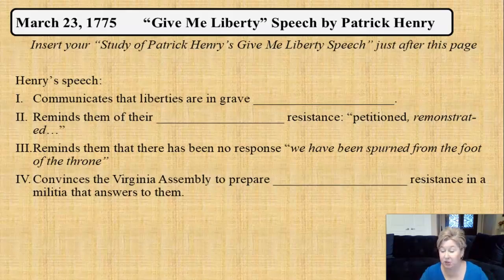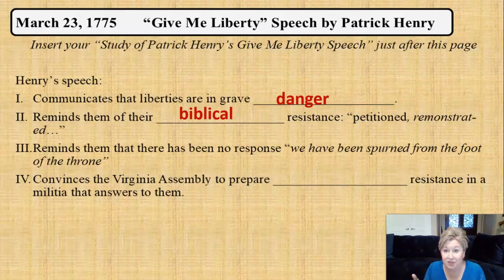And what we see in Henry's speech is he is communicating that your liberties are in grave danger, right? We looked at exactly what he said. He's reminding the House of Burgesses, look, we have done the biblical resistance process. We have petitioned. We have remonstrated. We have prostrated ourselves at the foot of the throne. Like, we've done all those right things. But there's been no response. Guys, we've been spurned from the foot of the throne.